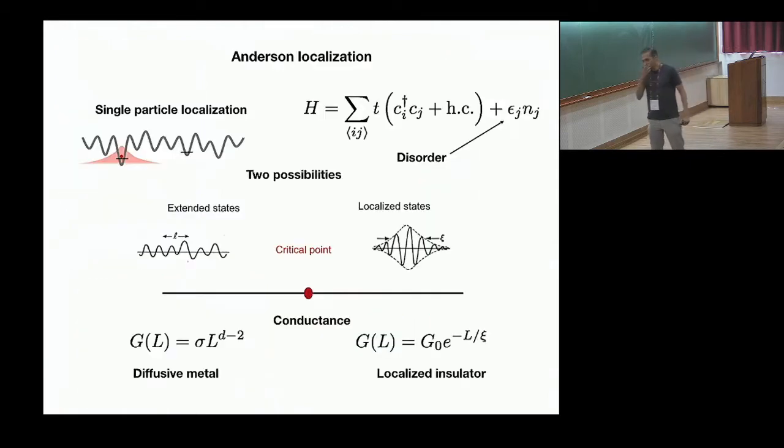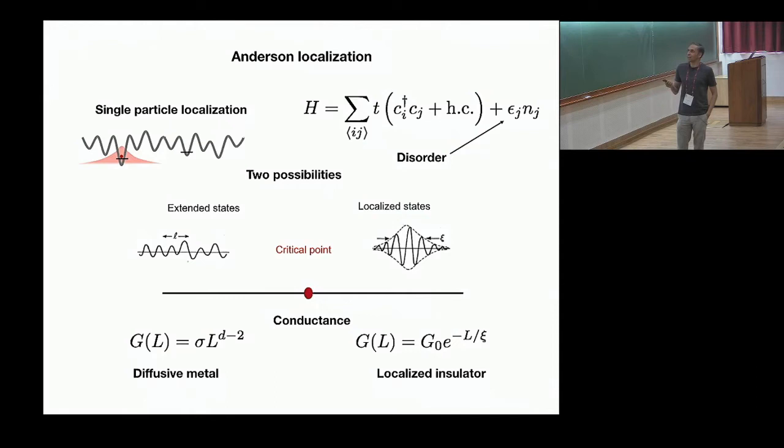Okay, so as I said, I'm going to talk about single particle localization. And the kind of single particle localization that is most familiar is Anderson localization, where the system in question is described by this kind of Hamiltonian. So you have a single particle Hamiltonian, a particle that's, let's say, in a lattice with some particular kind of hopping profile. And you also have on-site disorders. So these epsilon j's are disorder variables. So they're random variables, typically assumed to be uncorrelated and drawn from the same distribution.